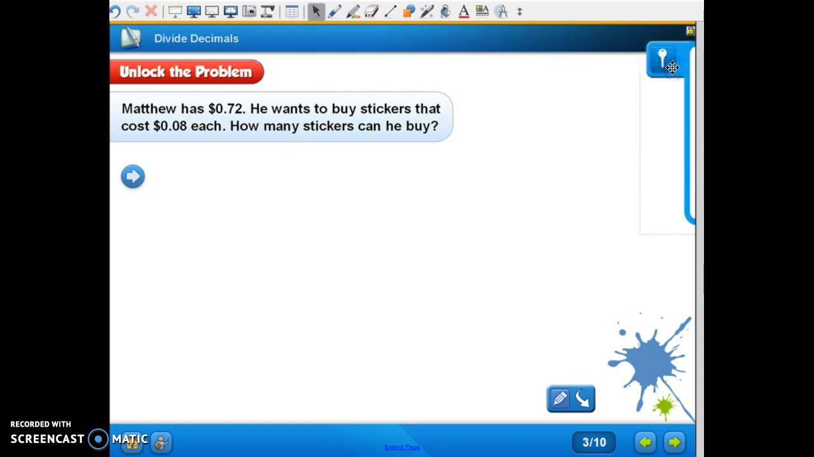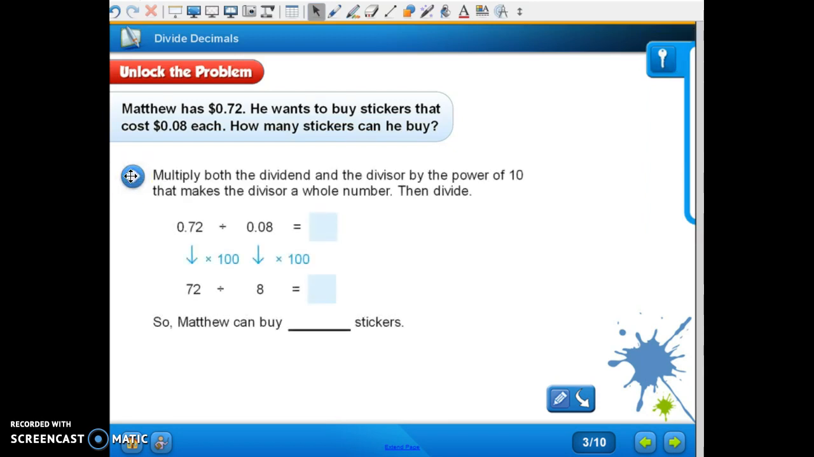So it says Matthew has 72 cents. He wants to buy stickers that cost 8 cents each. How many stickers can he buy? Multiply both the dividend and the divisor by a power of 10. That makes the divisor a whole number. And when we're dividing decimals, we always want our divisor to be a whole number.